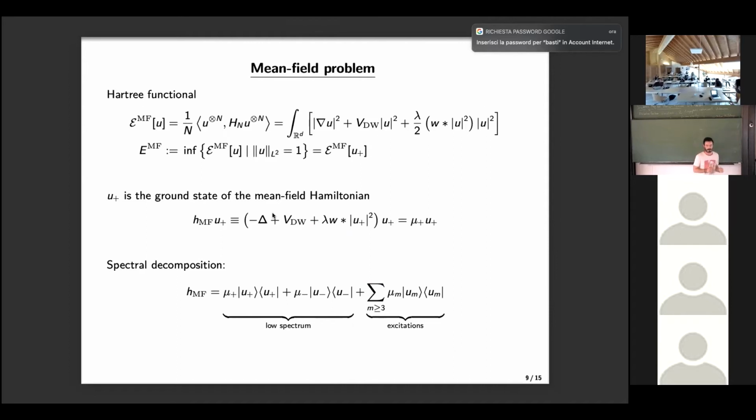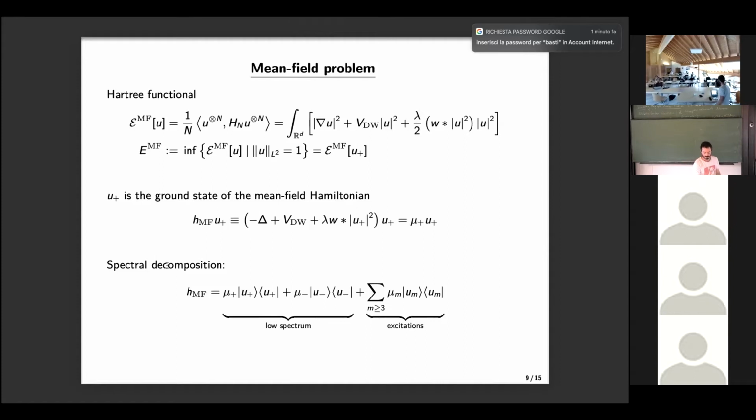So still very relevant is the Hartree functional, which is defined as before, although with the double well potential here. And we define E_MF as its minimum with minimizer, which we call u_plus. Okay, so u_plus is unique up to a phase. And it turns out that with u_plus you define this linear operator in brackets, so minus Laplacian plus V double well plus a convolution. Okay, so it's called the infinite Hamiltonian or effective Hamiltonian. Then u_plus is also the ground state of this Hamiltonian. This is not that difficult to see. It is an eigenvector, but it is in particular the ground state.